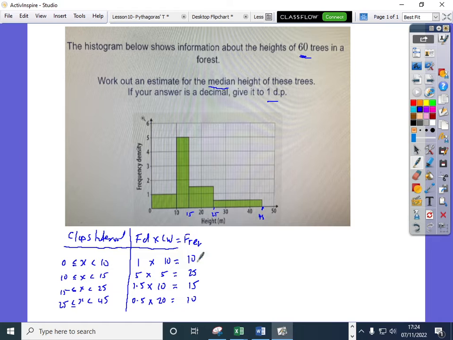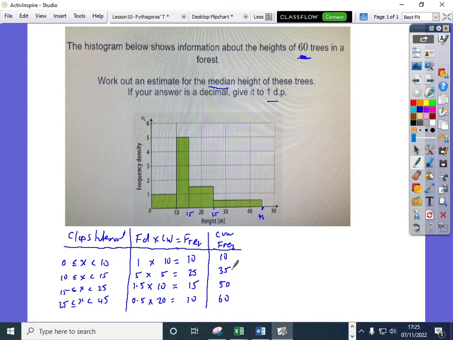Now once you've got the frequency, we can work out the cumulative frequency, which is a running total. So we've got 10 here. 10 plus 25 is 35. 35 plus 15 is 50. 50 plus 10 is 60. And we should have that as our final figure. The total cumulative frequency should be 60, which is the number of trees we've got.